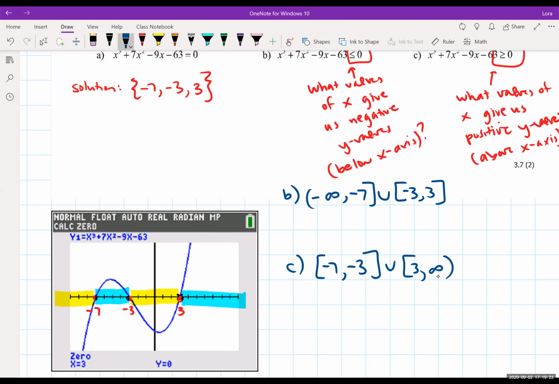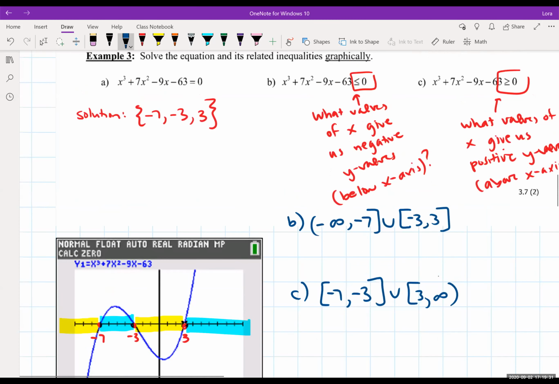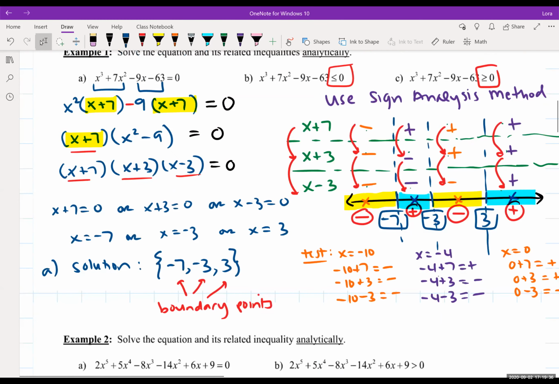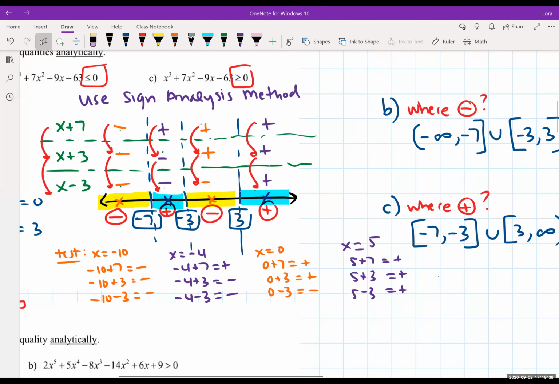So you have your solution to your equation and related inequalities. And just so that we can prove it to ourselves, let's compare. Let's scroll back a little bit. I think we solved this analytically in example 1. And it looks like we have the same solutions.